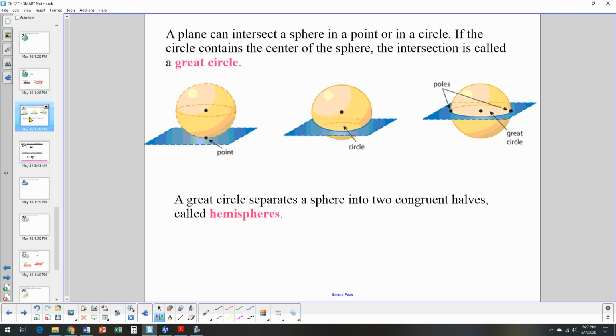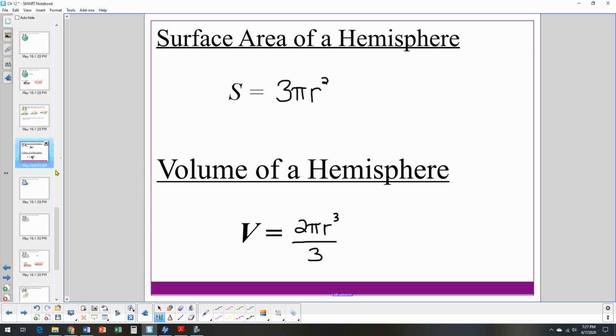We didn't get to talk a lot about intersecting solids, but you can intersect a plane with a solid, like basically a piece of paper through a solid. If you have the plane intersect through the largest part of the circle, it's called the great circle, it actually creates two congruent halves or hemispheres. So if you imagine you had something round and you cut it in half, you'd have two hemispheres, two halves of that sphere. So we could also find the surface area and volume of a hemisphere.